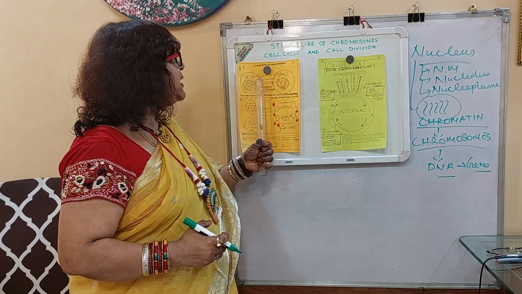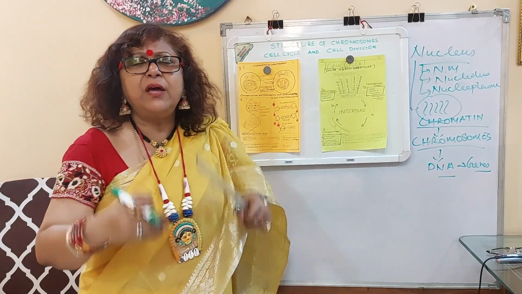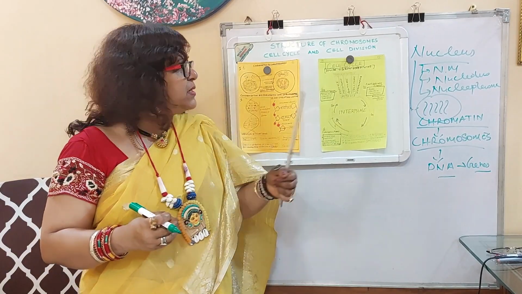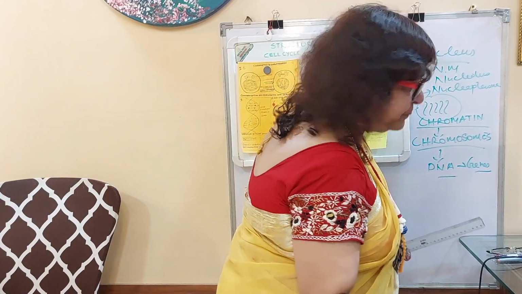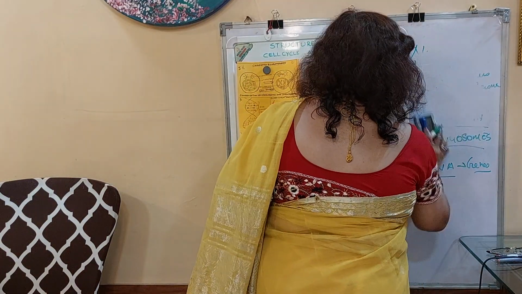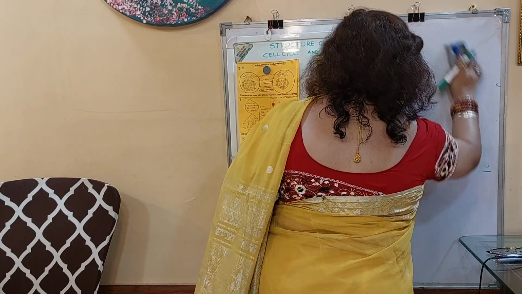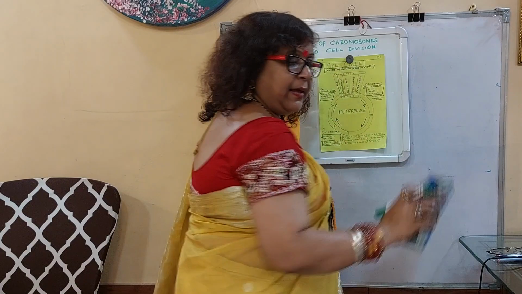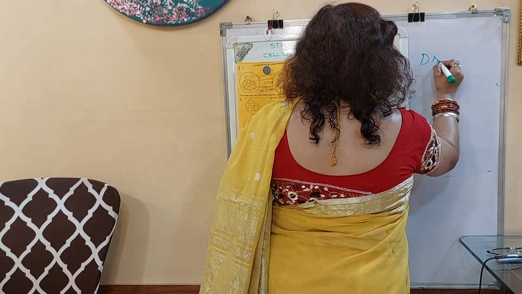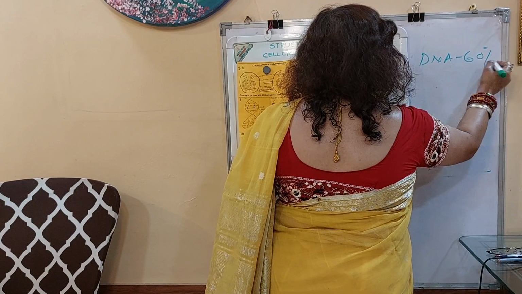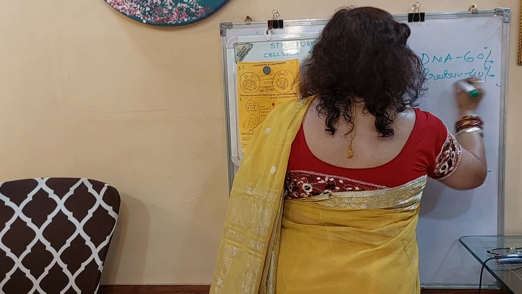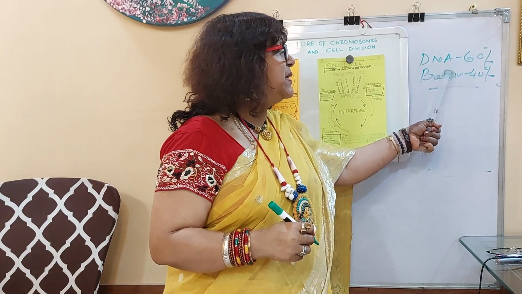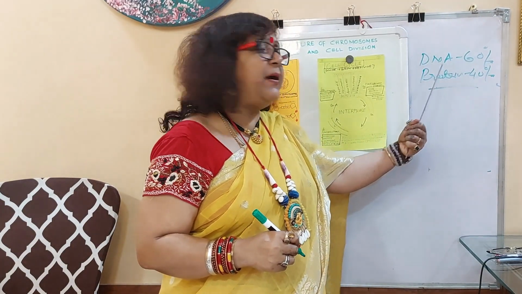Now, when I say you have to study the structure of chromosomes, what points should you keep in mind? What is the chromosome made up of? So the chromosome is mainly made up of DNA, 60%, and proteins, that is 40%. So the nucleus is mainly made up of DNA, and the percentage is approximately 60%, and the protein part is 40%.